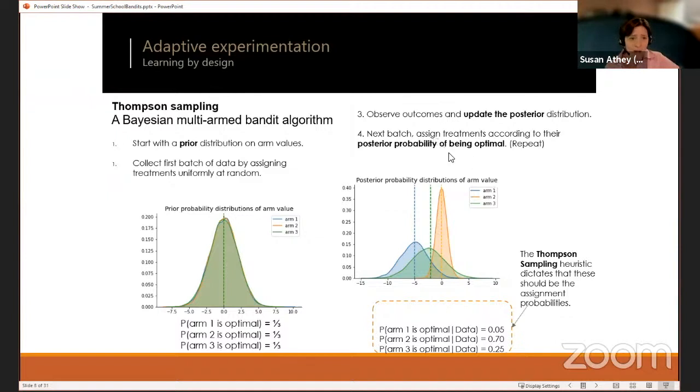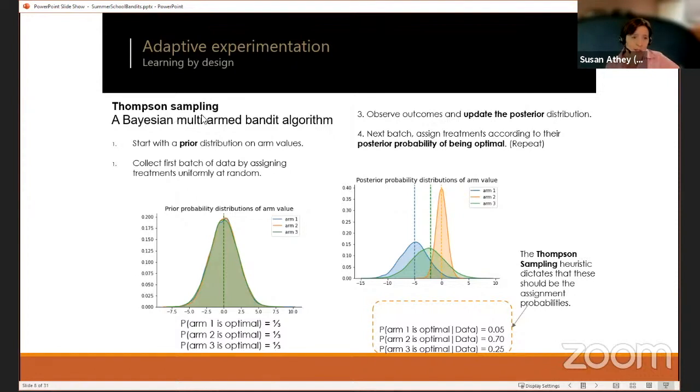So let me now go in. I'm going to explain a little bit more about a couple of the algorithms and how they actually work. How would you actually design an algorithm to run such an experiment? So I'm going to start with Thompson sampling, which is a very common algorithm, and I think it's one that's sort of very intuitive as well.